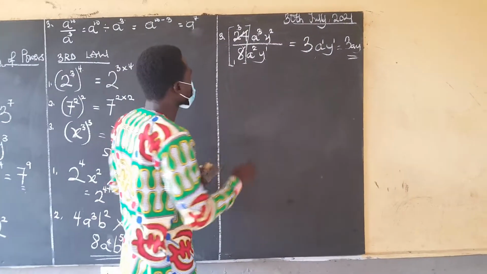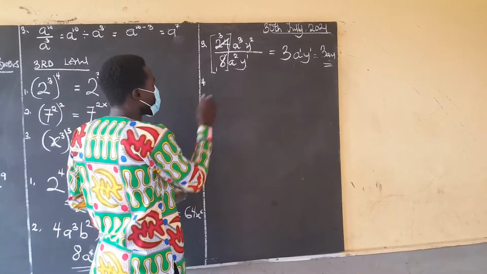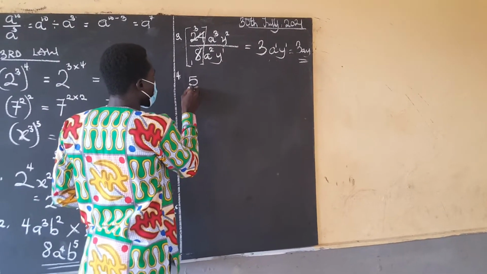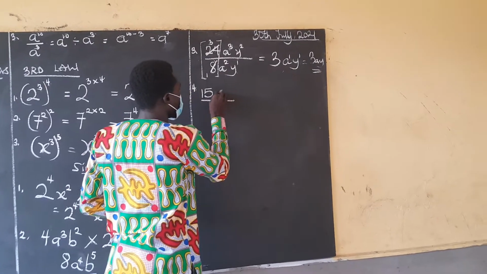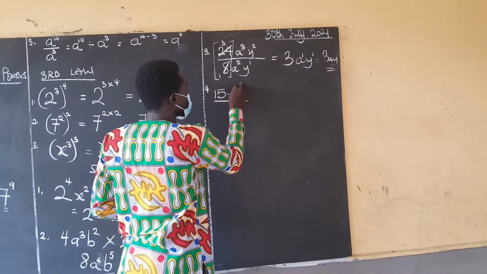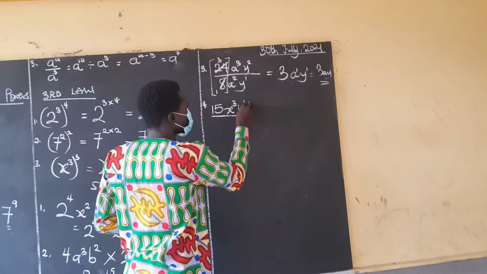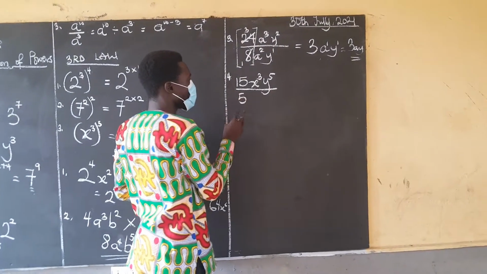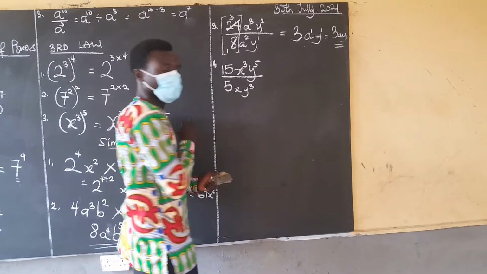Let's take a look at the last part. Number 4. We have 15 x cubed y to the power 5 all over 5 x y to the power 3.